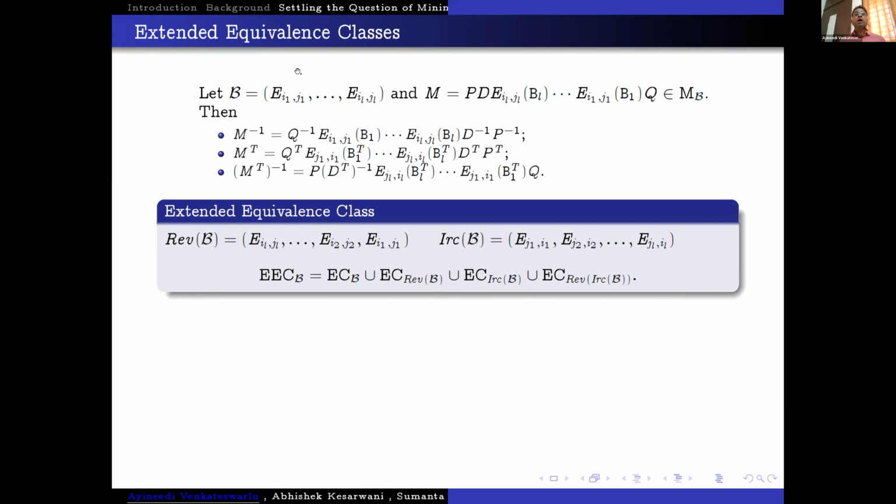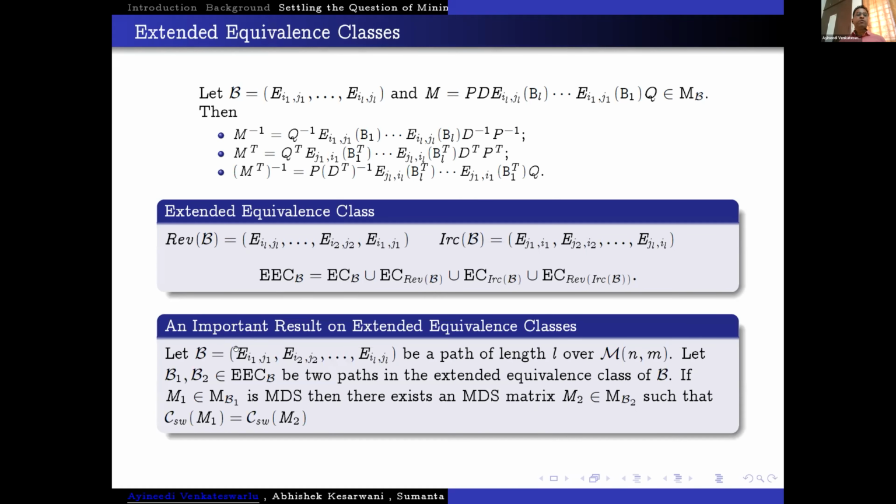The main result here is, if you take two paths in an extended equivalence class, and if one path can generate an MDS matrix, you can also get an MDS matrix using the other path, because if M is MDS, all these matrices are also MDS. Not only that, they all have the same cost. So if you can generate an MDS matrix using one path having some cost, then you can also generate an MDS matrix with the other path having the same cost.